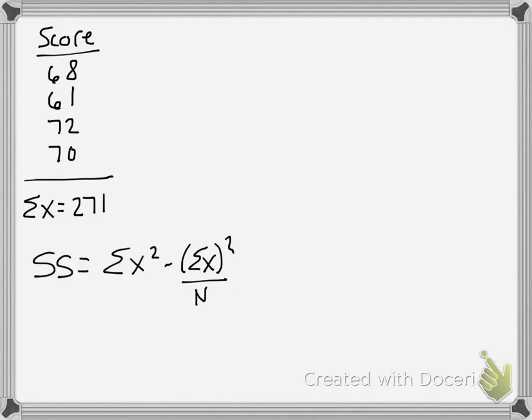You already know that the sum of the x's is 271. You just add up the scores. Right? You also need to know the sum of the x's squared. So to figure out that, you need to square each x.